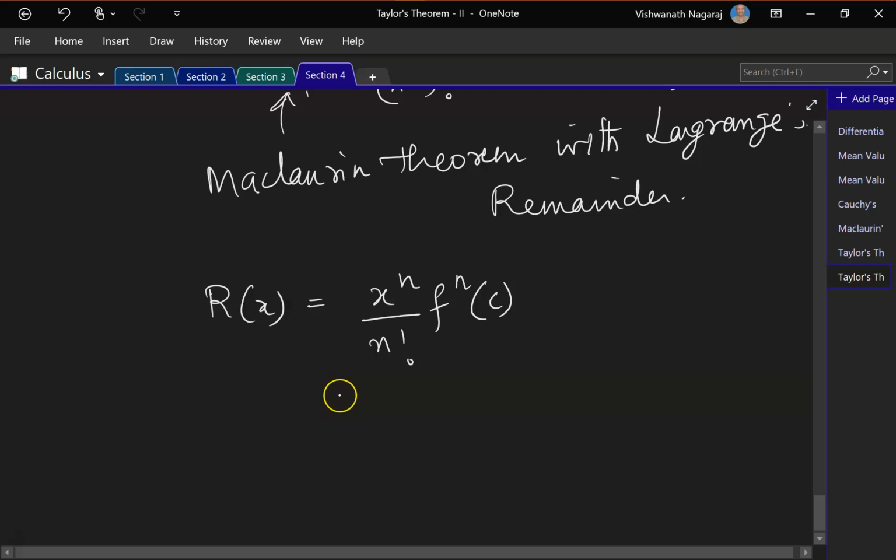And here, understand this, the farther you go in the series, the smaller this remainder would be, isn't it? So which means as n goes to infinity, R of x goes to 0.